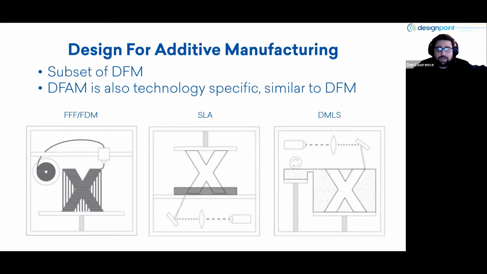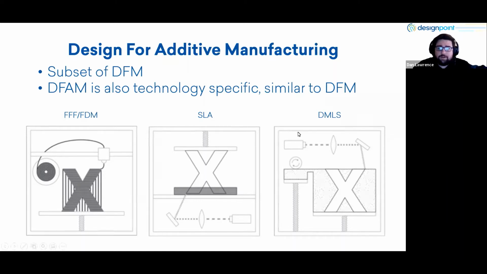But moving on, SLA is another process. It stands for stereolithography. The way it works is the build plate is moving upwards, as you can see here, in a liquid resin that has light shone on it, which cures it. It also requires quite a bit of post-processing afterward, where you have to use UV light to cure it after the fact.